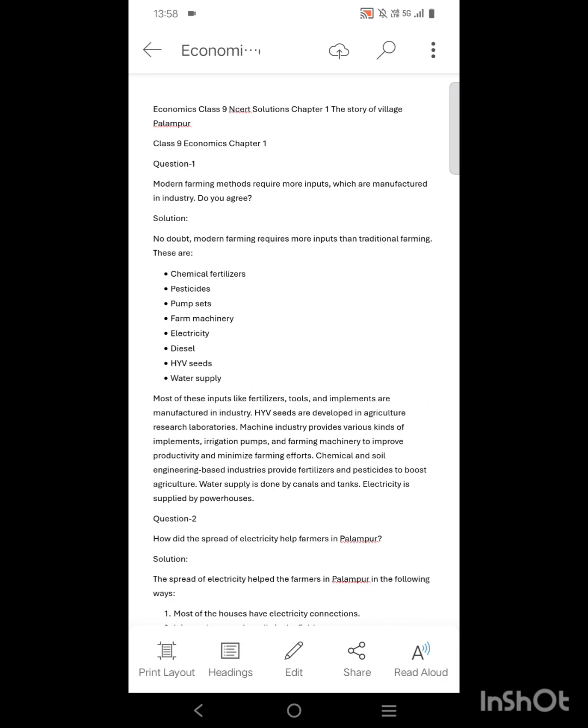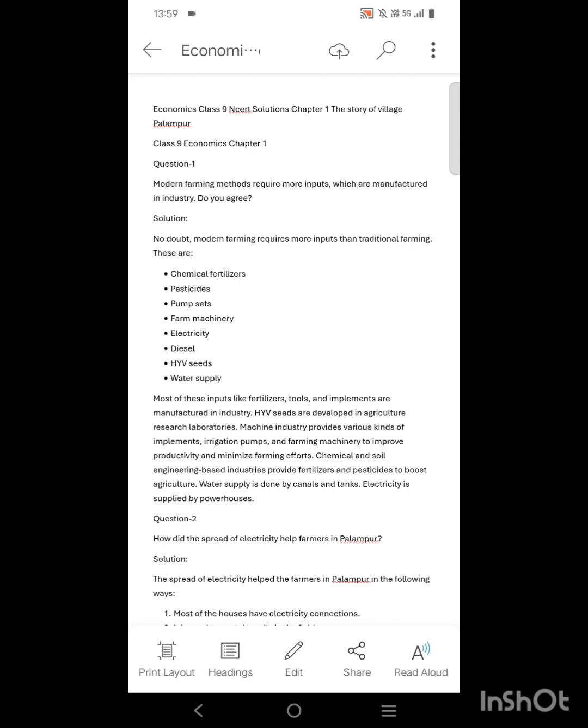So this story was generally made for us to learn so that we can understand the different land revenue systems and the problems regarding farming for different farmers very well. So let us see the NCERT solutions of this chapter.